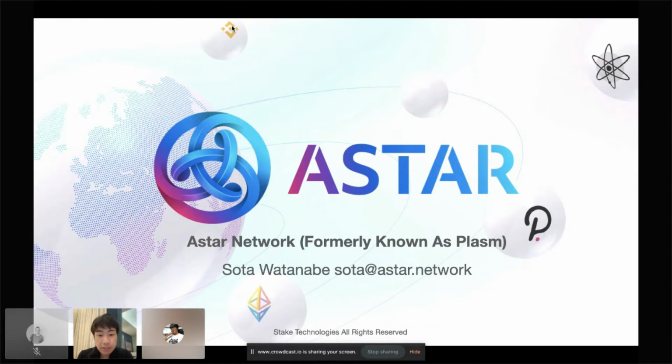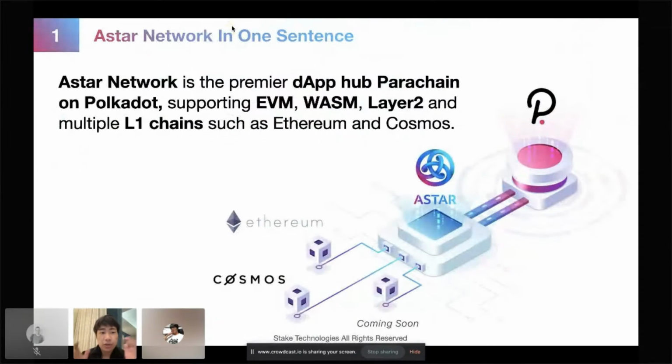As a first step, I'm going to talk about Astar Network and also our upcoming milestone. Hoon is going to talk about the detail. Astar Network is formerly known as Plasm. So what is Astar Network? In one sentence, Astar Network is the premier dApps hub parachain on Polkadot, supporting Ethereum virtual machine, WebAssembly, and also layer 2 solution.